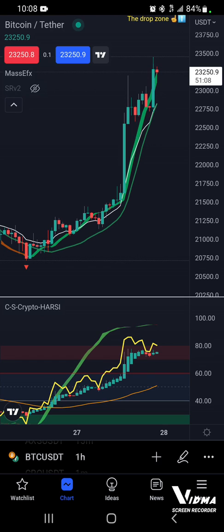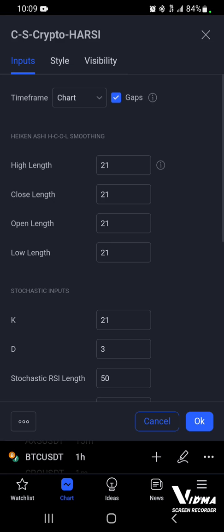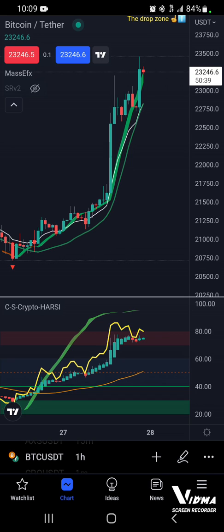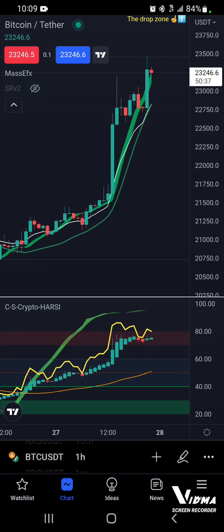smooth the Heiken Ashi candles individually of their open, high, low, and close. Meaning you could just smooth the highs, the lows, the close, or the open of all the candles to whatever count that you want. And you can see that here, high length, close length, open, and low. I have them all set for 21 just for my trading style, and you can set them individually to what you want. Now, one thing I will tell you is that the average RSI comes with a moving average.